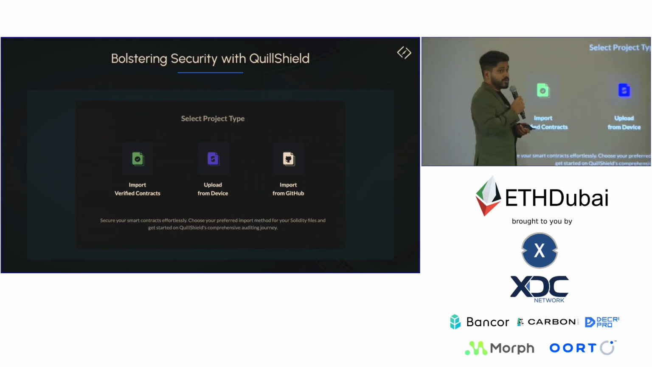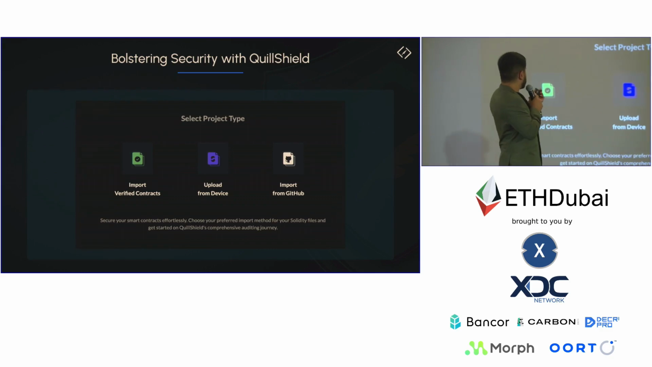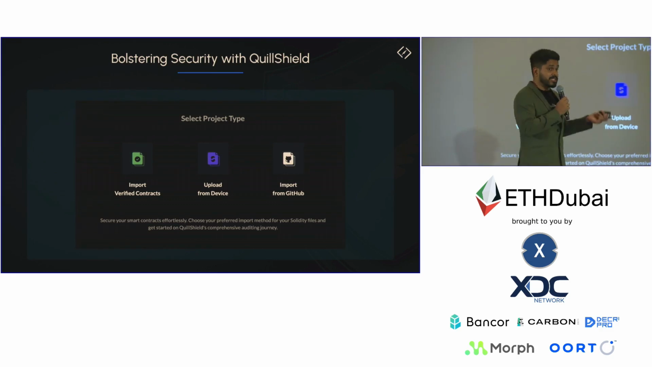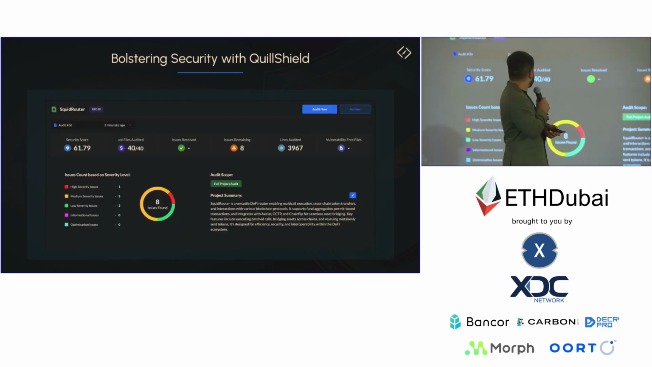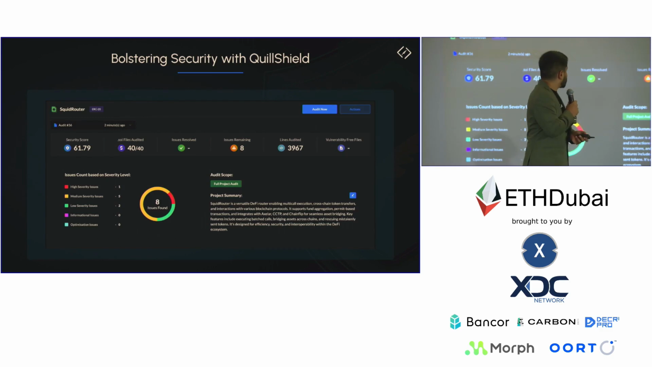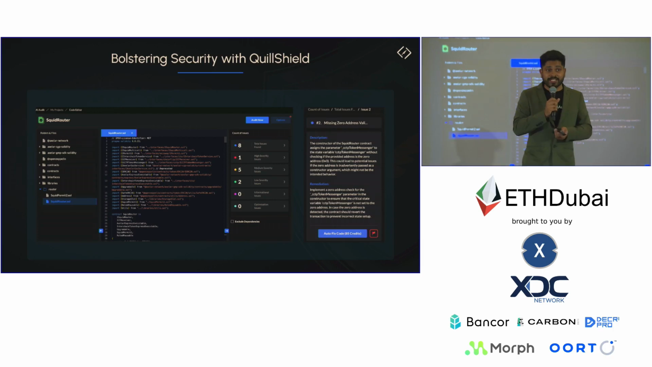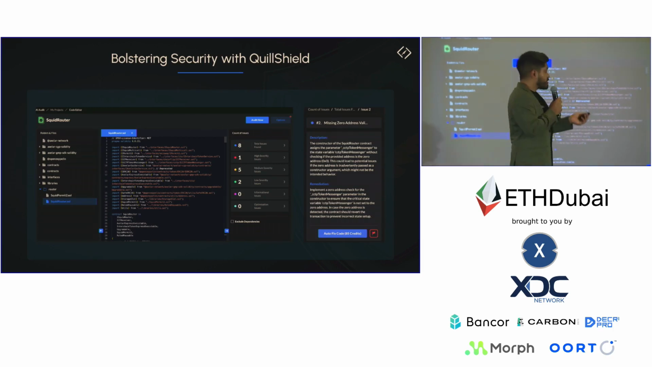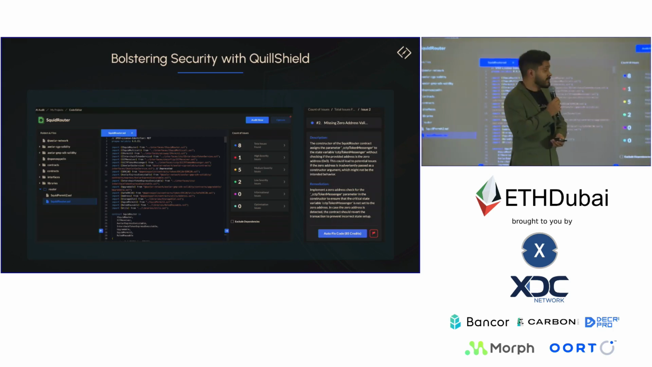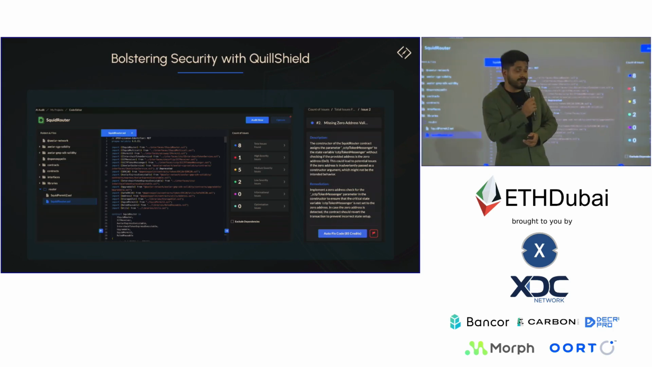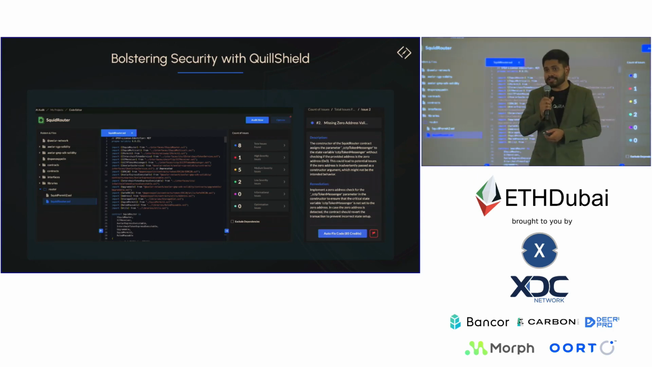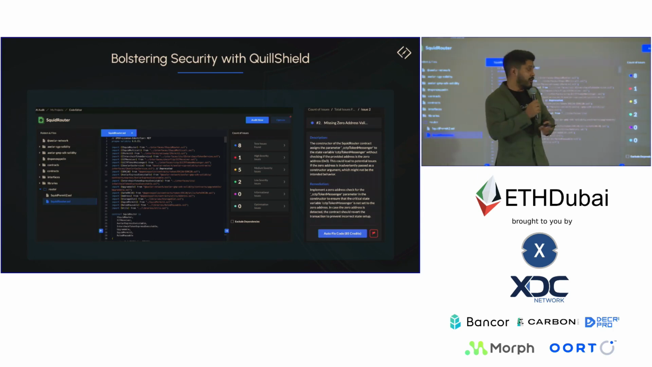You can set up a project very easily. You can upload an existing verified contract, upload it from your device, or just connect directly to your GitHub and import your project. You get security reports. You get an IDE-like view so that developers are in familiar territory, and you can edit your code. Once you run an audit, it'll show you all the vulnerabilities that we have found. You get a description, you get a remediation, and we even give a neat one-click auto fix. All of these will be shown to you in a little bit.